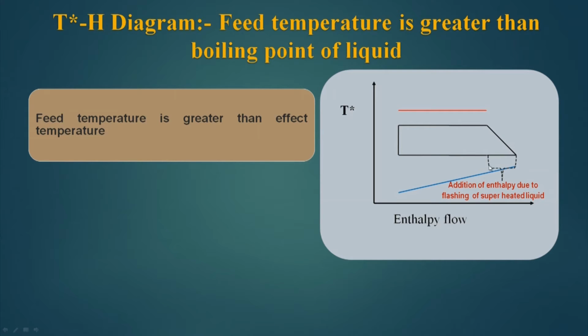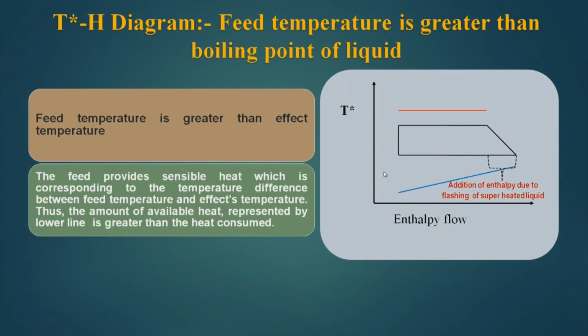So, here the bottom line will be longer, and this additional enthalpy is due to the flashing of superheated liquid, because when we say the feed temperature is greater than the boiling point, the liquid is superheated, and to keep this superheating it has to be at a higher pressure. So, when it enters into a lower pressure zone, then it flashes. So, the feed temperature is greater than the effect temperature in this case. This is also working under two temperature levels, one fixed by the live steam and the other fixed by the cold water.